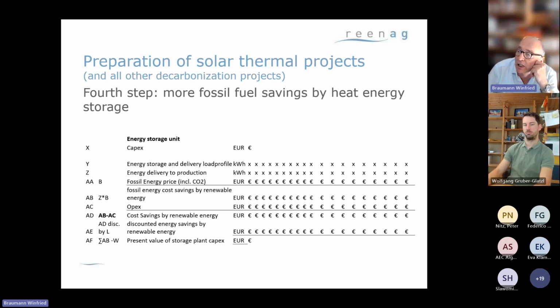So this is how an energy storage unit has to be added up in this stepwise preparation. We are only considering the energy delivery of the energy storage unit to the production and multiplying with the fossil energy, and then adding again the OPEX, and then we will arrive at the present value of the storage plant, and we will see whether this still is positive.